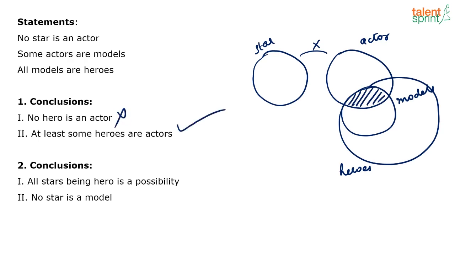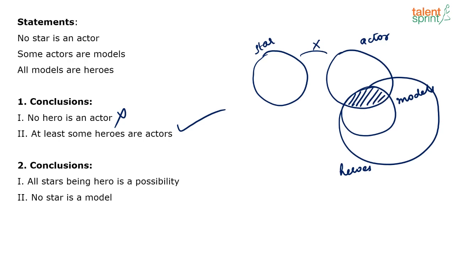This is true. So if there is an option here, either one or two follows, or only conclusion 2 follows, then your answer is going to be only conclusion 2 follows, because conclusion 1 is false. It can never become true. So for this question, at least some heroes are actors, that is, the second one follows.